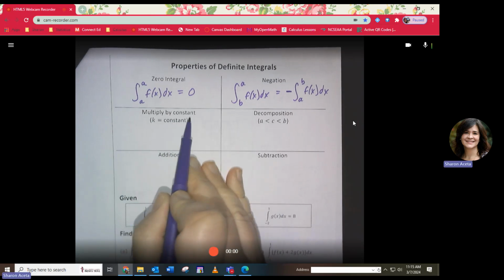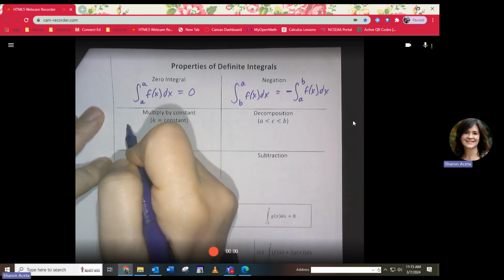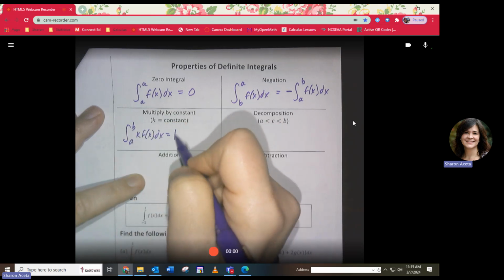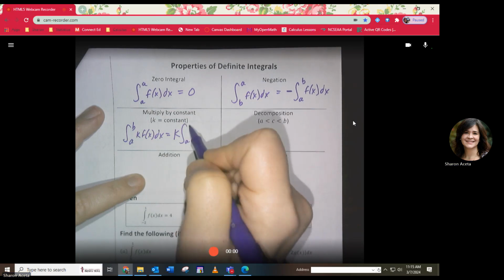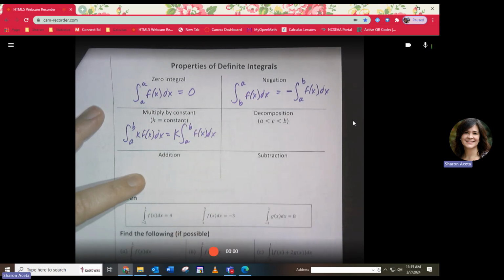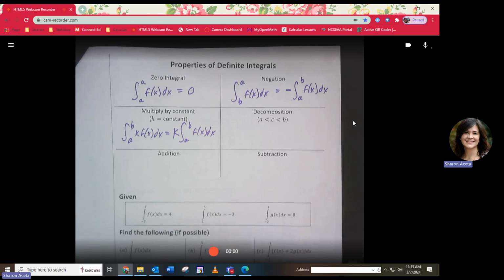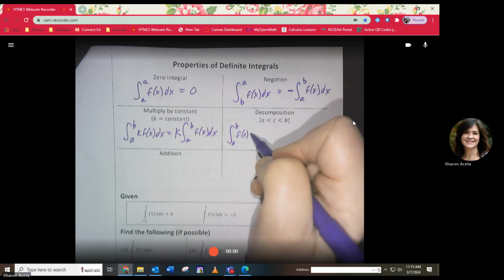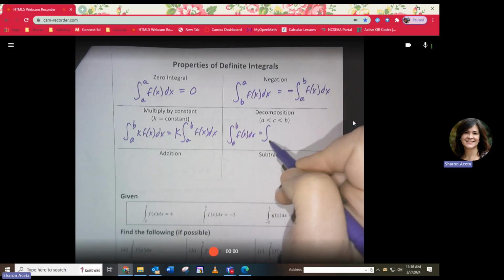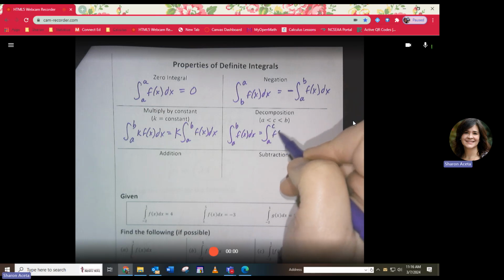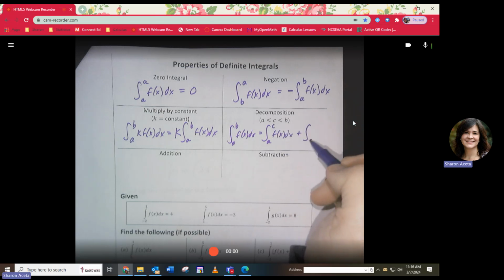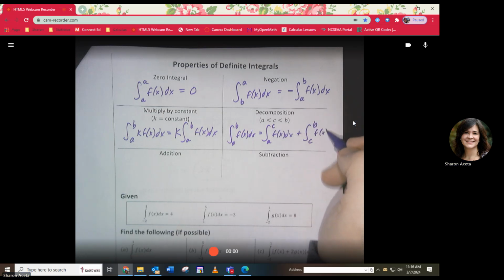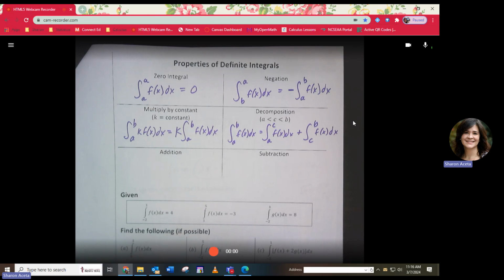There is a property of multiplying by a constant k. So if I have an integral from a to b of k f of x dx, I can actually take that constant out and then just take the function. There is a decomposition property that says if I have an integral from a to b, I can go from a to c of the function and add that to c to b. Notice a to c, c to b. These two are the same. It's the same exact decomposition.